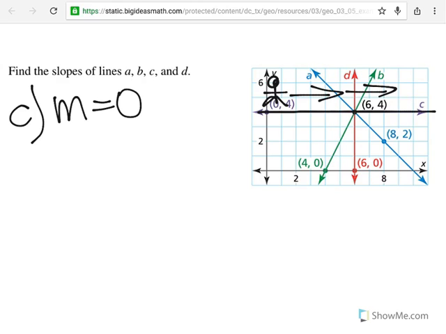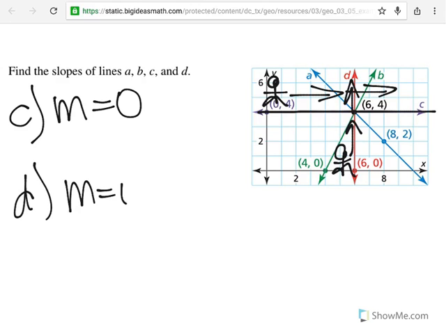And then if we look at D, if I place my guy here, and he can't walk up that line. Remember, when you can't walk up the line, or you're straight up and down, that's an undefined slope. So D is undefined.